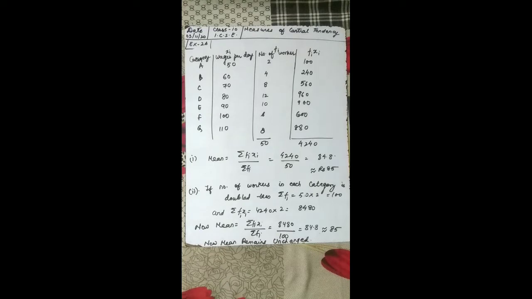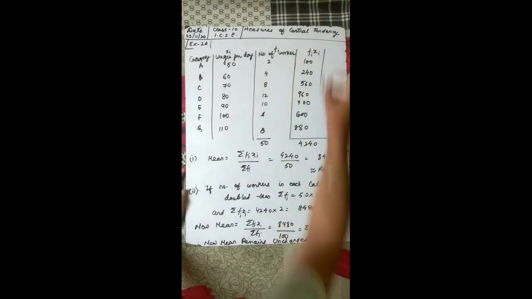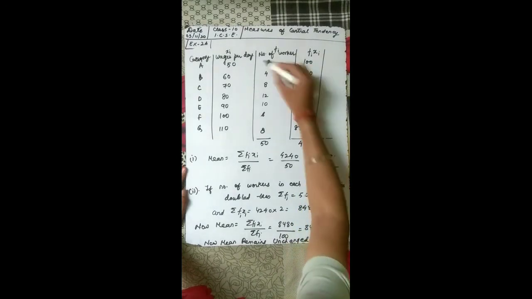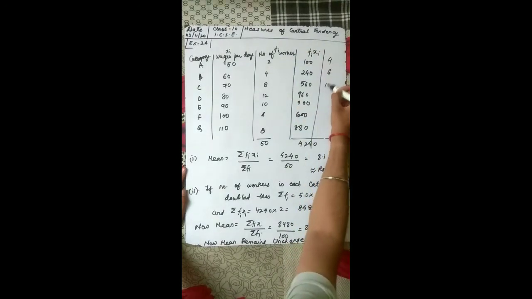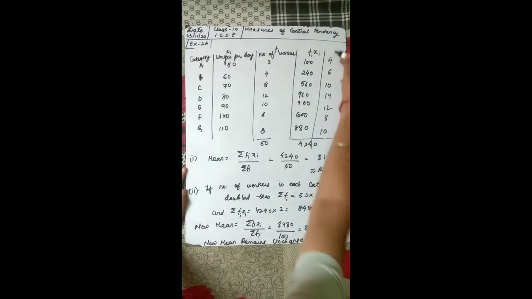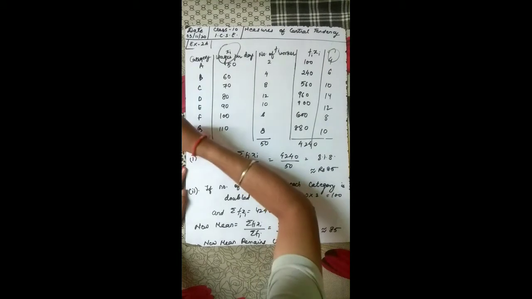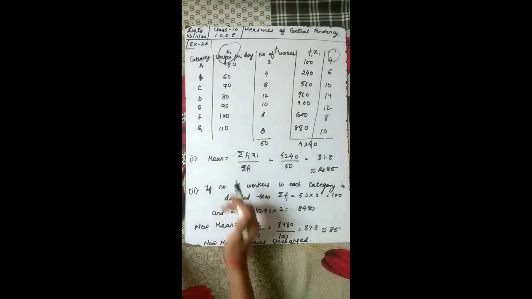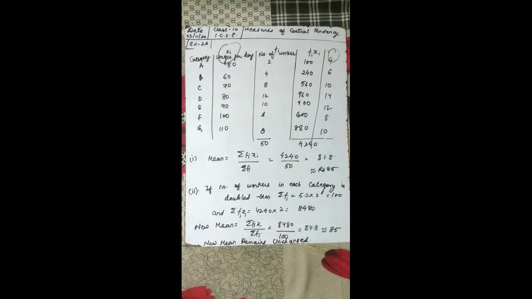Now the third question is asking, if the number of workers in each category is increased by 2. So what you need to do is make one new column, which will be increased by 2. So 2 plus 2, 4, 6, 10, 14, 12, 8, 10. Now multiply this column with this xi and get one new column. From there, try to find the new mean on increasing the number of workers by 2. So do that remaining part.